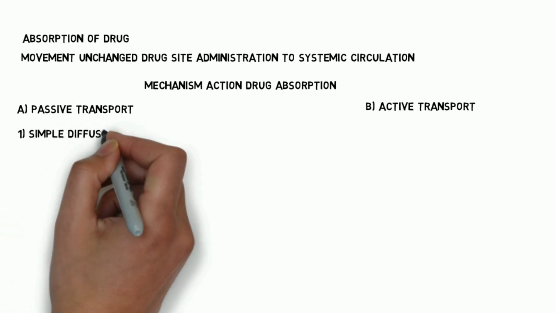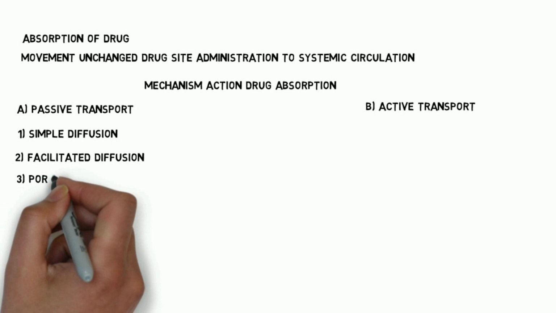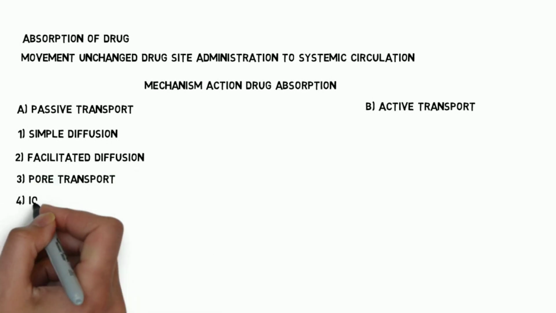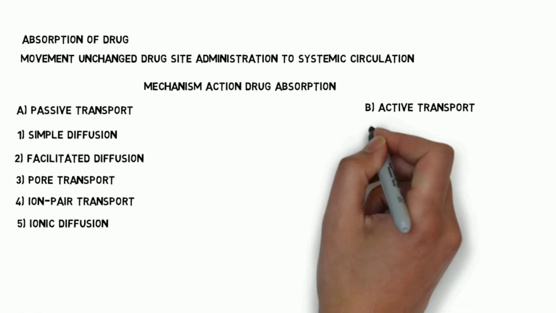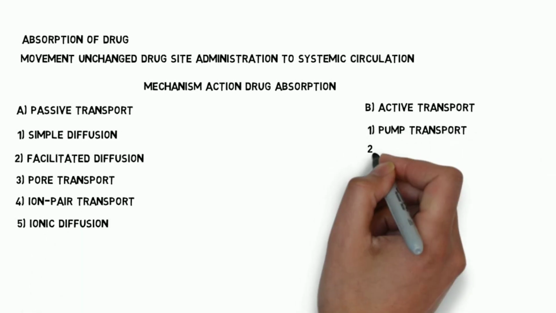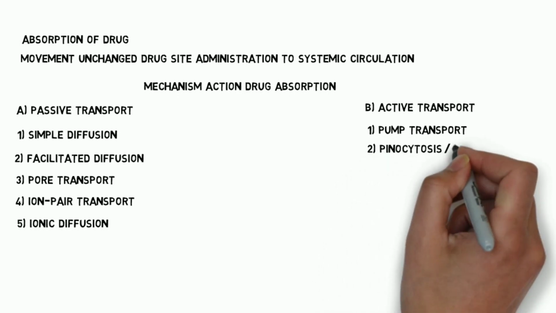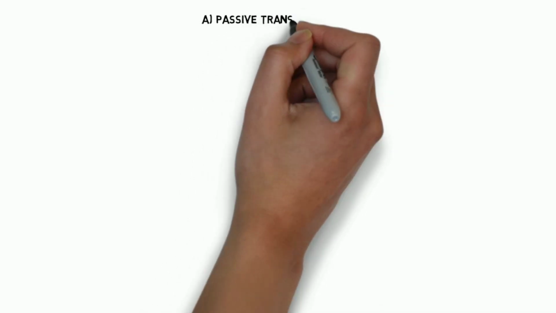In passive transport, we have simple diffusion, facilitated diffusion, pore transport, ion pair transport, ionic diffusion. In active transport, we have pump transport and pinocytosis, also called transcytosis. Let us study passive transport.